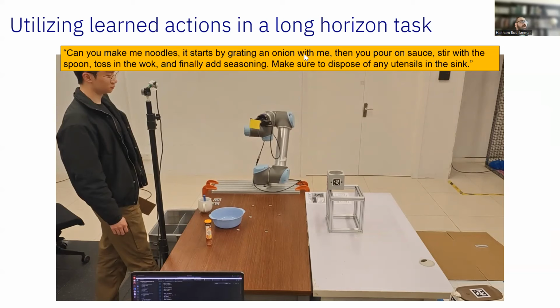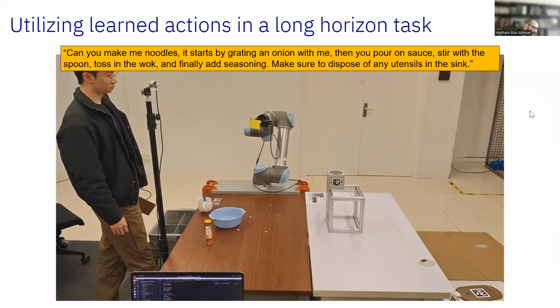It starts by grating an onion with me, right? So you're going to grate an onion with me. So you see there's a collaborative task. Then you're going to pour sauce. Then you're going to stir with the spoon, toss the wok, and finally add seasoning. Make sure to dispose of any utensils in the sink. So that's supposed to be the sink.